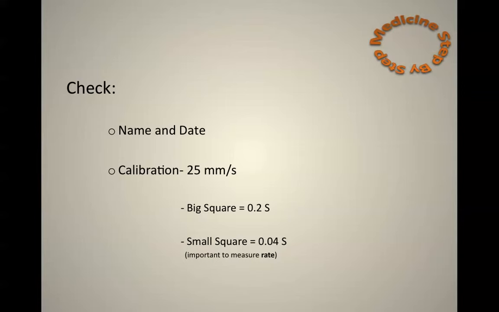This is the calibration which the ECG machine uses when printing the tracing. Normally, it is set at 25 mm per second, so that each big square represents 0.2 seconds. Each big square is made up of 5 smaller squares, and so each of these smaller squares represents 0.04 seconds. This is important to know when using the ECG to calculate the heart rate.